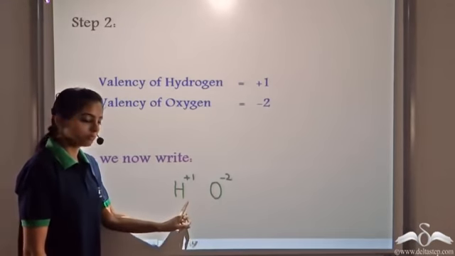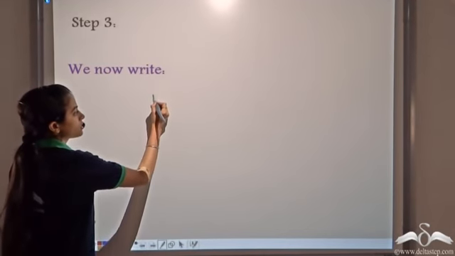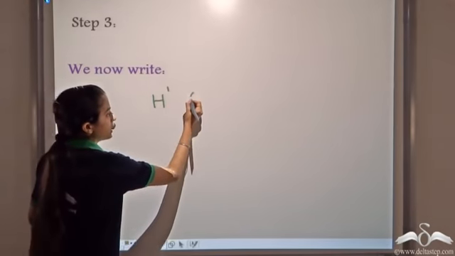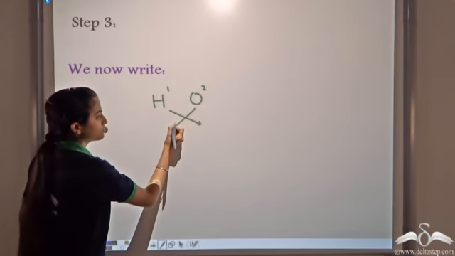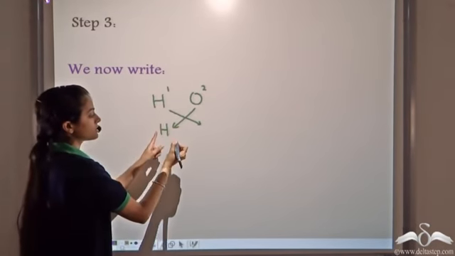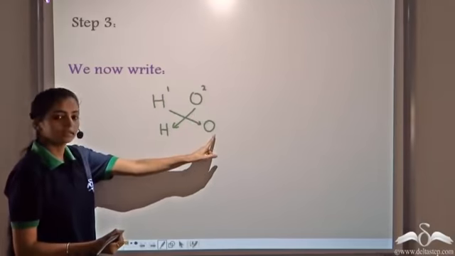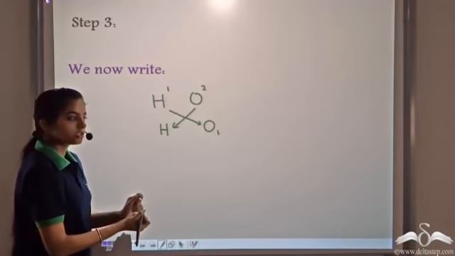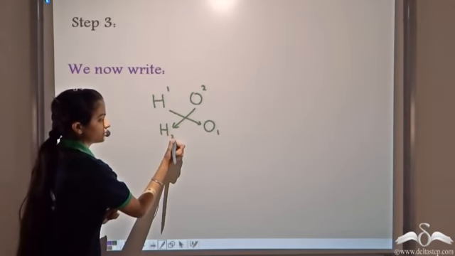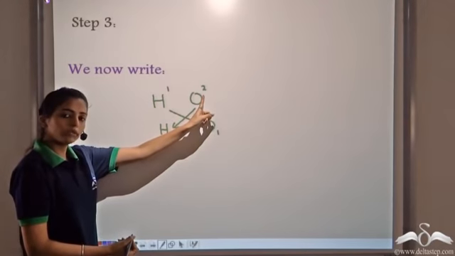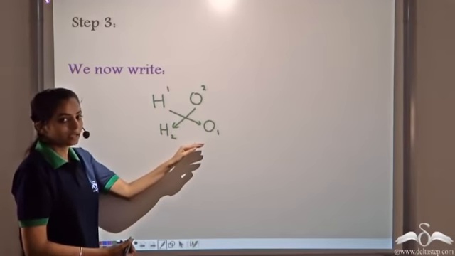So initially we had written the symbols. Now write the valencies on top. Next, ignore the signs. So just write the numbers. Now interchange these numbers. Write the symbols again. The superscript in this case, make it the subscript on interchanging. The superscript in this case, make it the subscript over here. So write the valencies on top, ignore the signs, interchange the numbers and make the superscripts as subscripts.